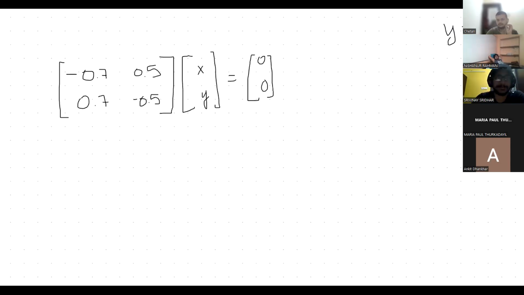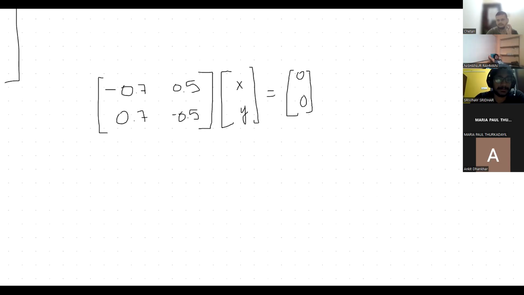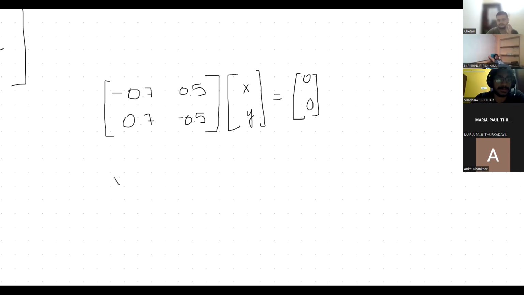Yeah, x into minus 0.7, 0.7. Plus y into 0.5, minus 0.5.